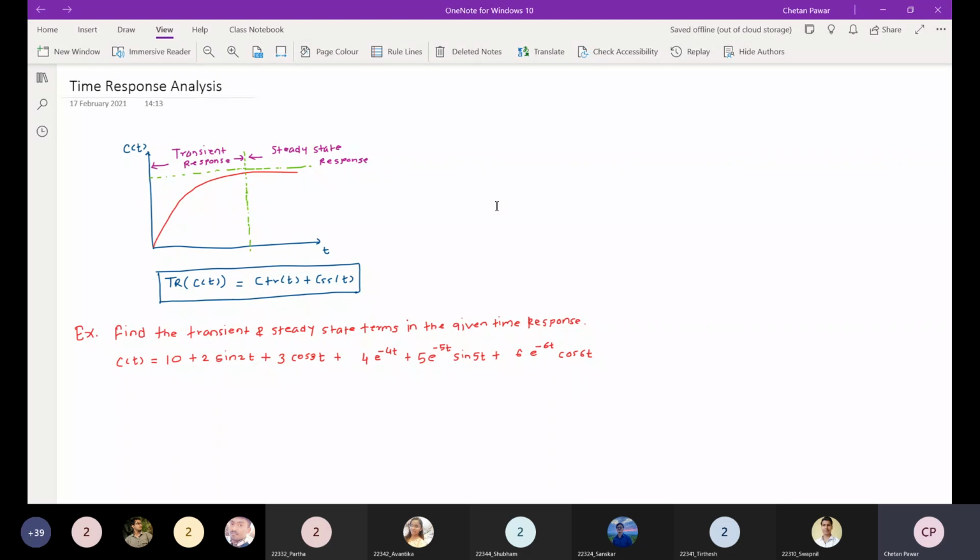Okay, the time response analysis. So what is meant by this generally? Whatever the output of the system is, whatever the output response is, we analyze that output response with respect to time.